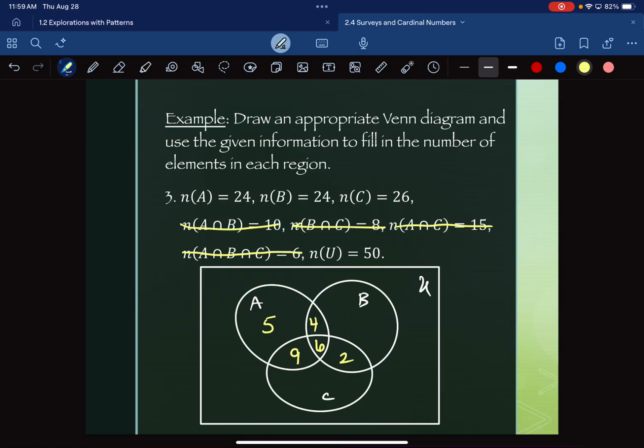How about circle B? Well, it's also supposed to be 24. How much is already accounted for with the 4, 6, and 2? 12. So how much is missing? 12. The circle C down here at the bottom has a 9, 6, and 2. How much is accounted for? 17. And it's supposed to be 26. So how much is missing? 9.